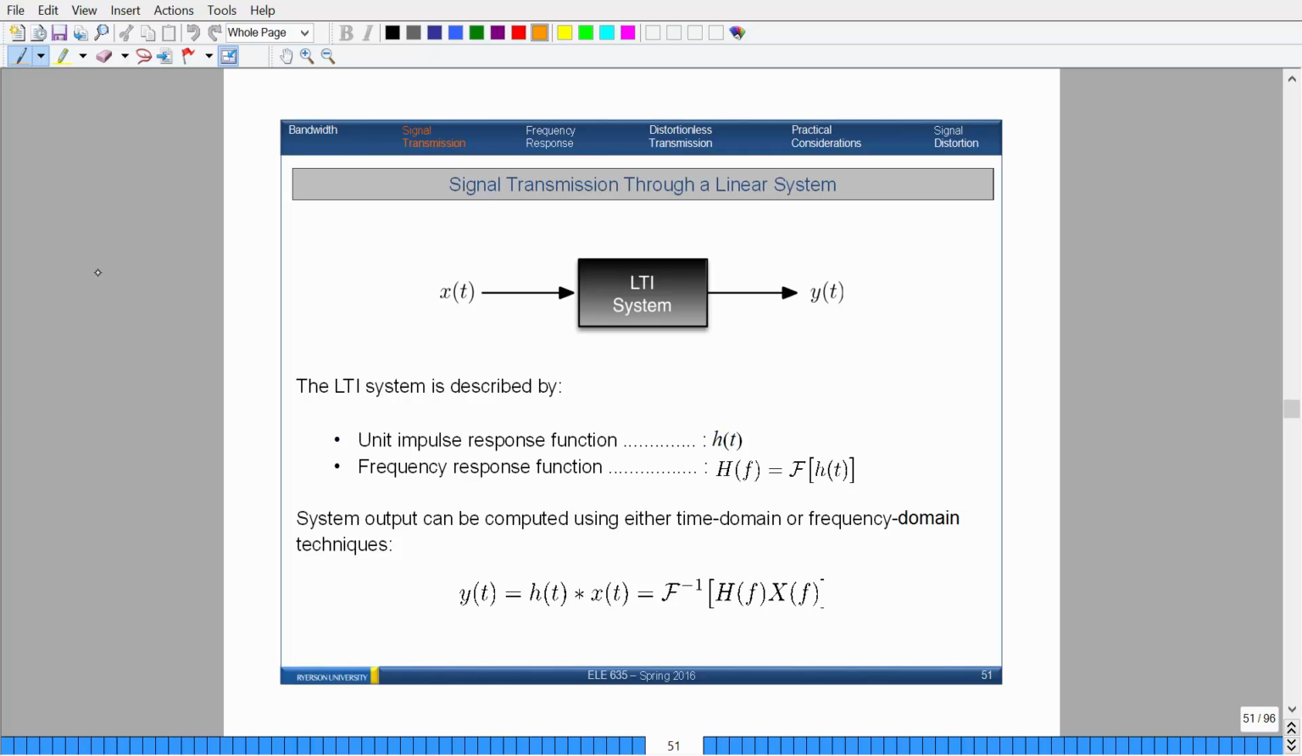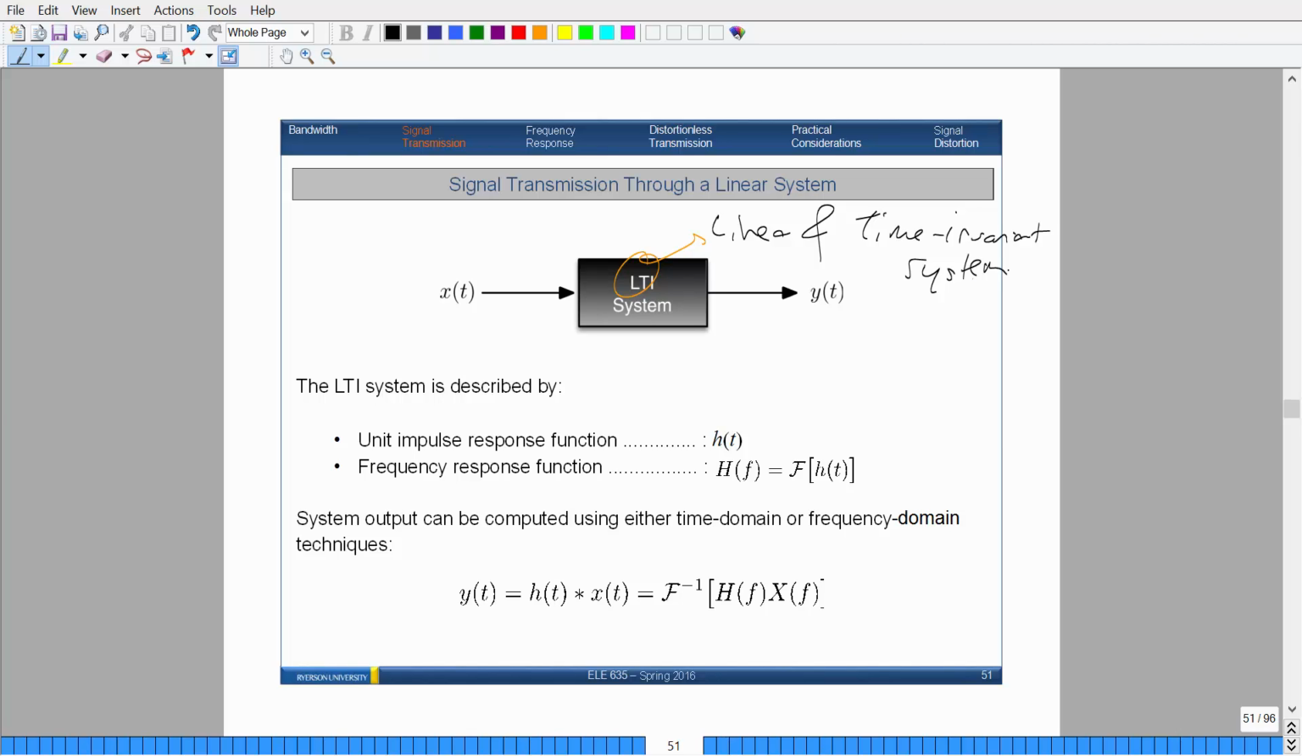So you have some signal x of t, which is your message signal, converted into an electrical signal through the transducer, and you pass it through what's known as a linear and time invariant system. All right, so this is a linear and time invariant system. That's an important property if you want to make sure that the thing works. Then the output would be the received signal or the received message.